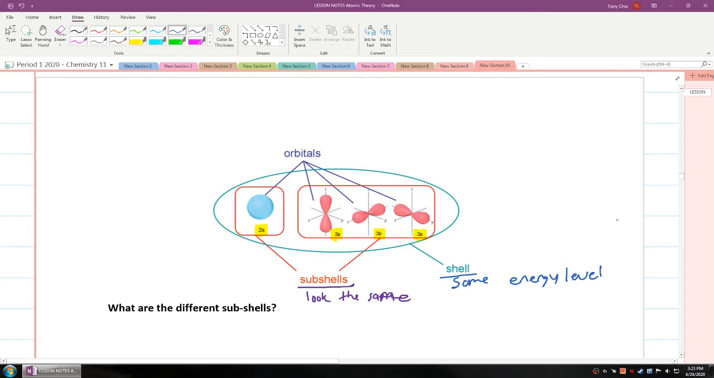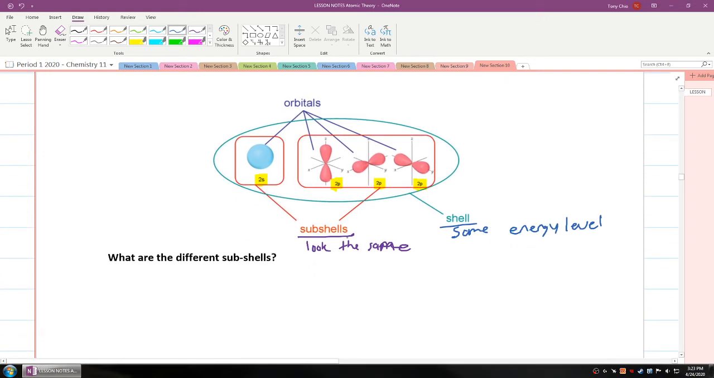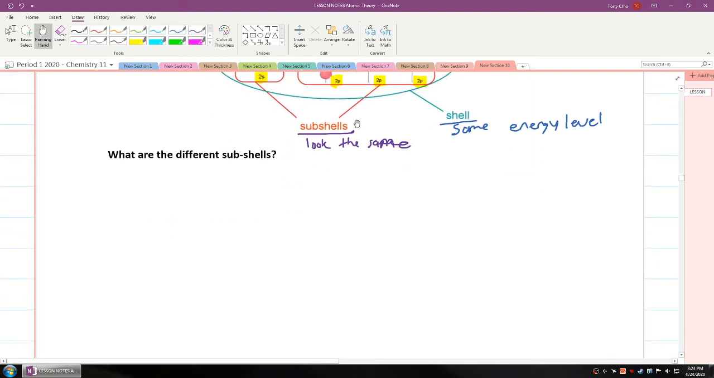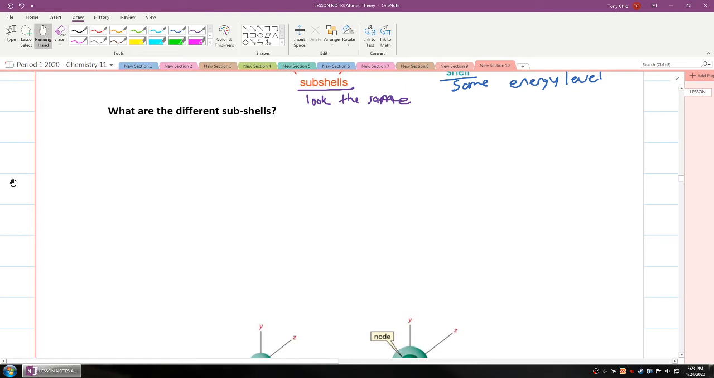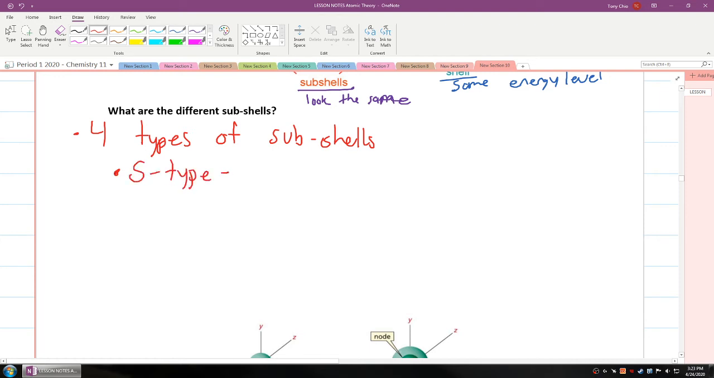So what are the different types of subshells? That means they look the same. Are all these orbitals the same? Are they different? Well, first of all, we've got to talk about different types of subshells. There are actually 4 types of subshells. The first one is called the S type, where we have one s orbital. Now here's a key thing though. Each orbital still contains 2 electrons.